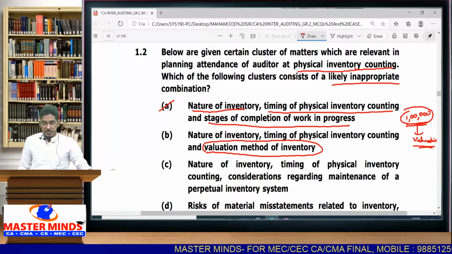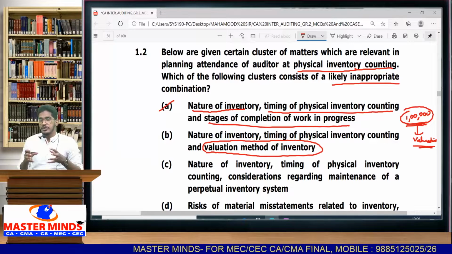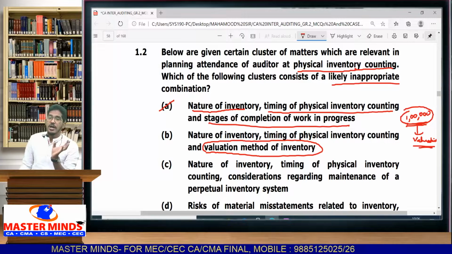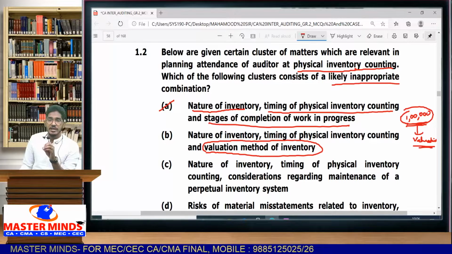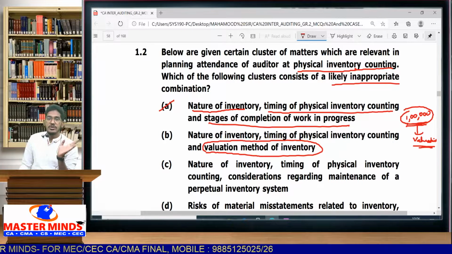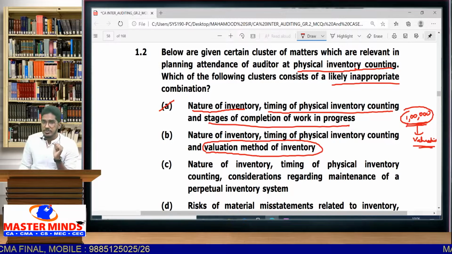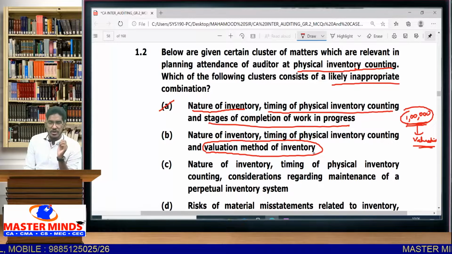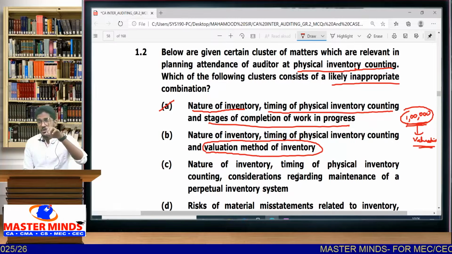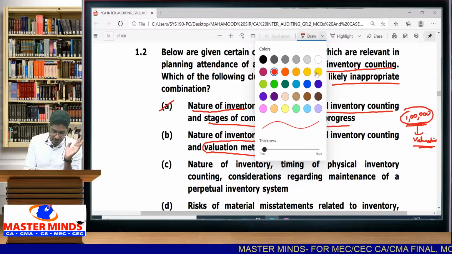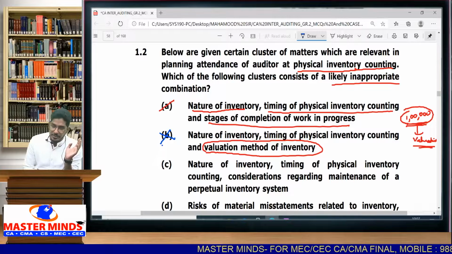When you are attending for physical counting, your main focus will be on the nature of inventory, what should be the time I have to go for audit, what is the quantity, what are the internal controls. You will concentrate on that. You will not concentrate on valuation method. So the valuation method you are going to observe after completion of the inventory counting process. So this valuation method of inventory is not a matter which the auditor will consider at the time of physical inventory counting. Okay, so B is an inappropriate combination.